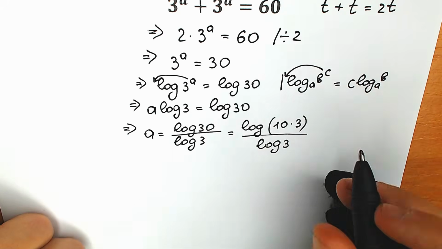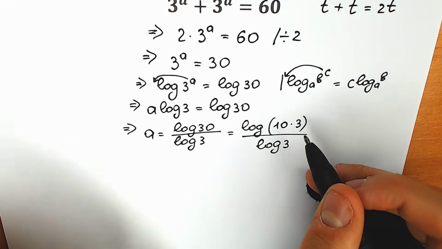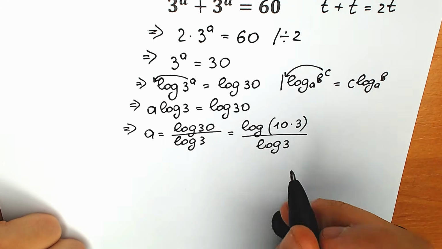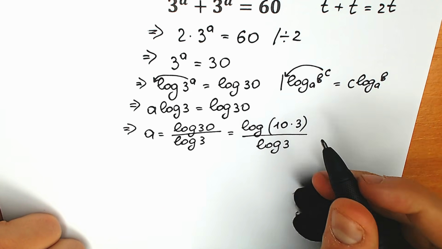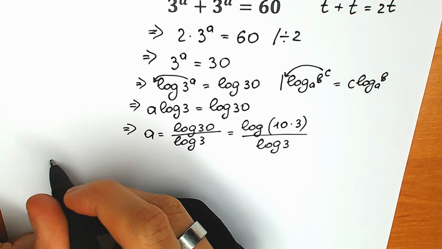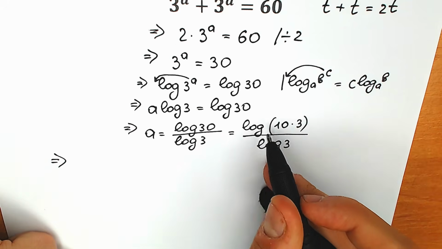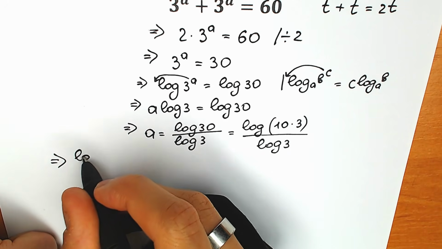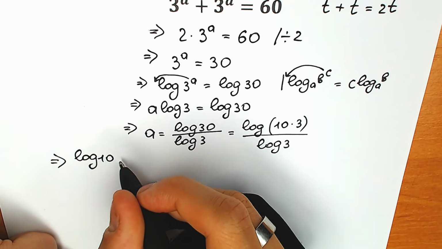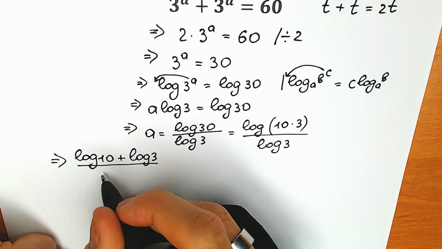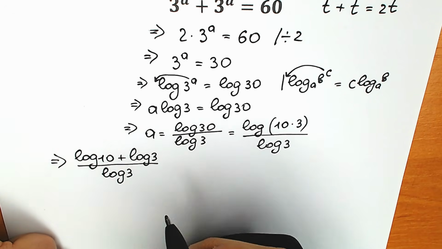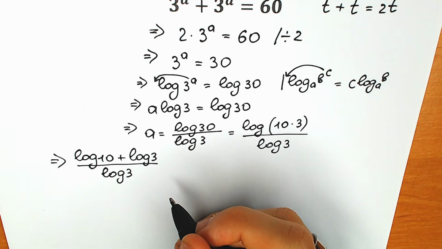Okay, really great. And that's why I do this, because there's a really important property. Whenever you have a log of a product, you can write it as a sum of 2 logs. It works perfectly with multiplication and division. So this log of a product, I can write as log 10 plus log 3, and we're going to divide it by log 3. We can divide it like that. So I really hope you understand it.